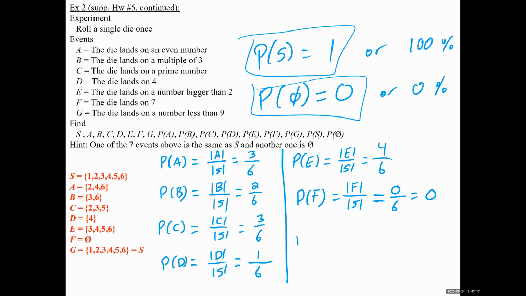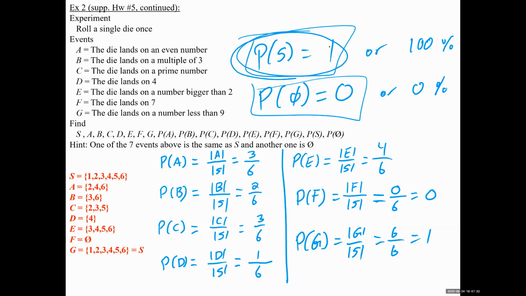For probability of G, well, G is the sample space, so we could just write 1. Or again, if you were dying to show work, it would go like this. Absolute value of G over absolute value of S, and you start counting, you get 6 over 6, you get 1. So you can show work, but again, just save yourself some time.